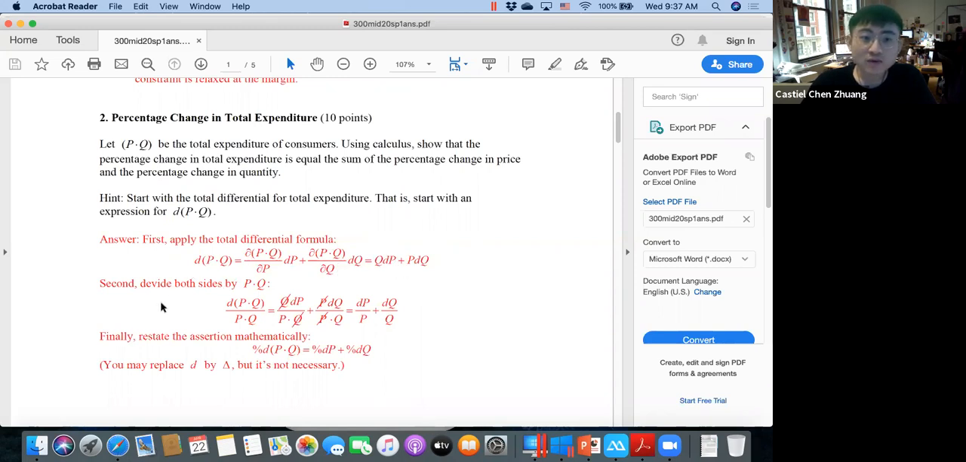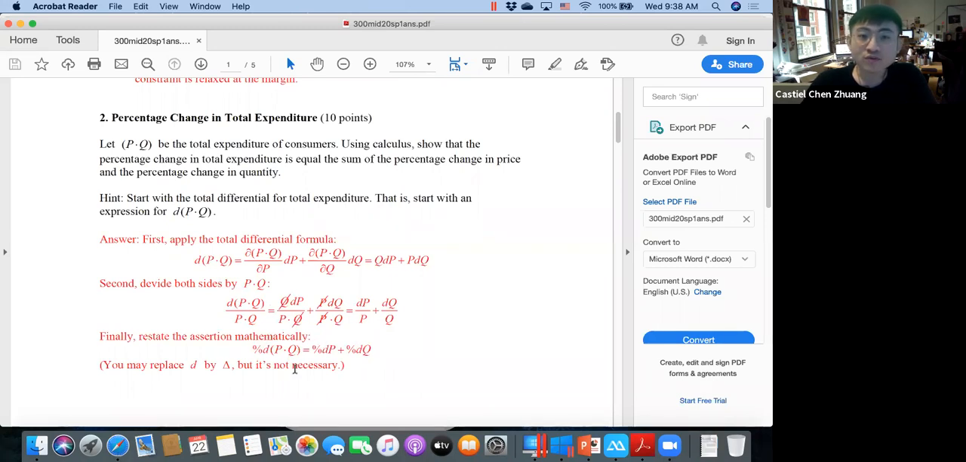The second step is to divide both sides by P times Q, because you are asked to show the percentage change, so you have to convert this to percentage change. If you divide both sides by P times Q, you get the percentage change of P times Q, which is the percentage change in total expenditure or total revenue in the second half of the quarter, equal to the percentage change of the price plus the percentage change of the quantity.